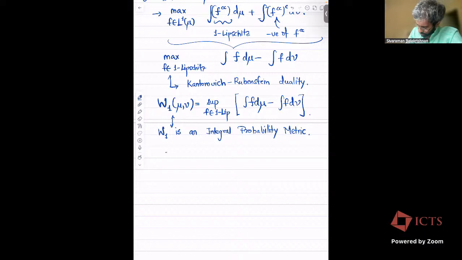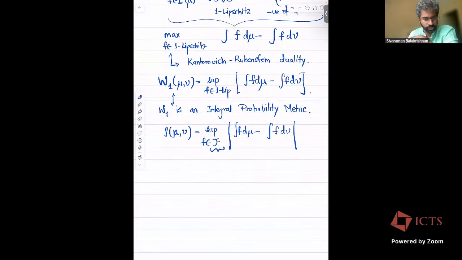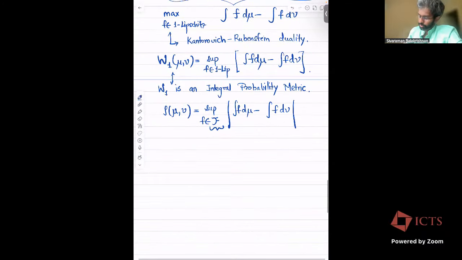One way to define it is to say I'll define the distance between mu and nu to be the supremum over f in some hopefully big enough function class of the integral of f d mu minus the integral of f d nu. This would be called an integral probability metric. If the function class is big enough, you will get out a metric at the end of this. W1 is an example of this, where the function class is the collection of 1-Lipschitz functions. But there are many other interesting examples.